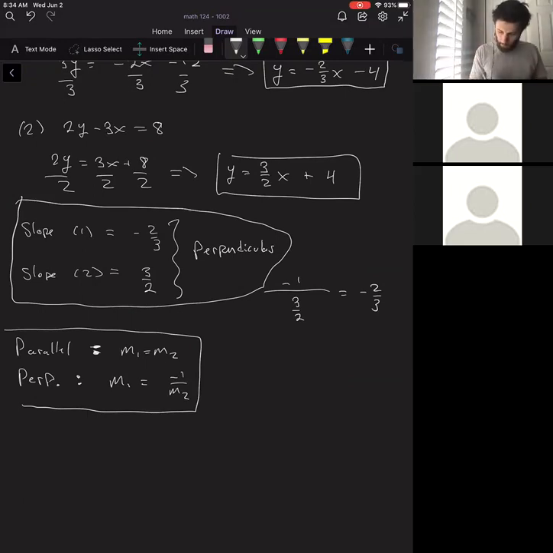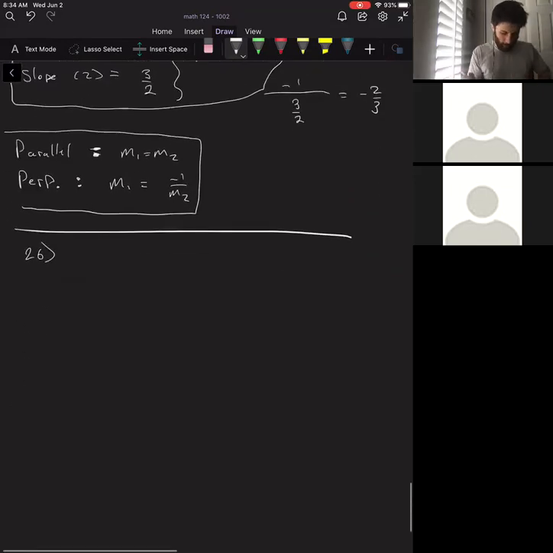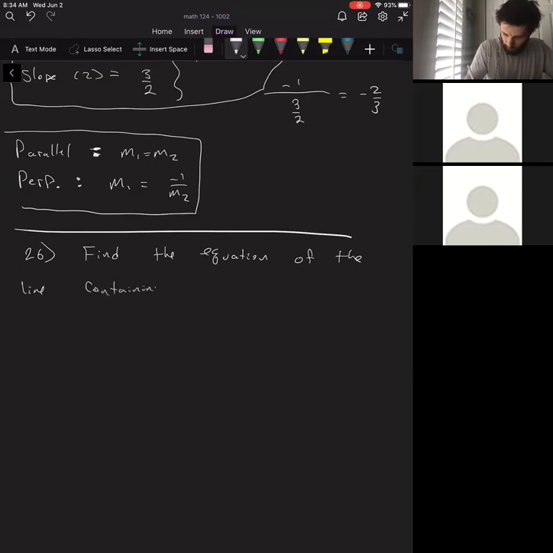Let's do 26. Find the equation of the line containing the point -1, 3 and parallel to x plus 2y is equal to -6.